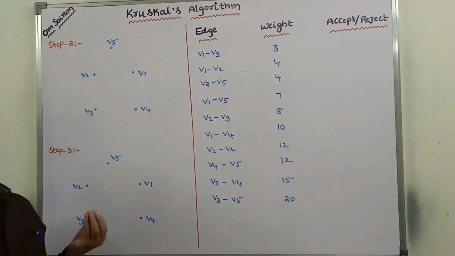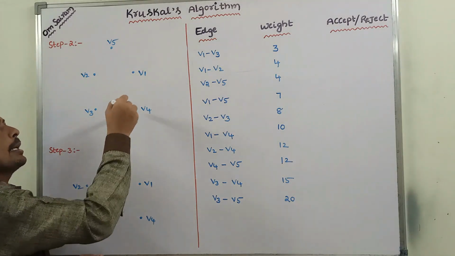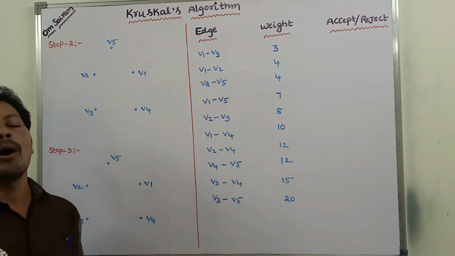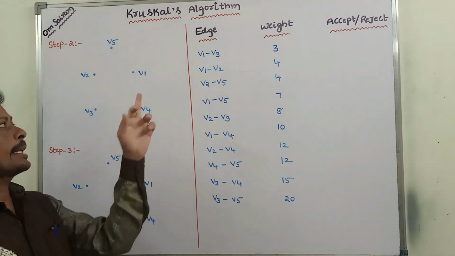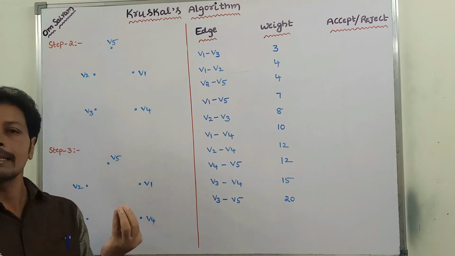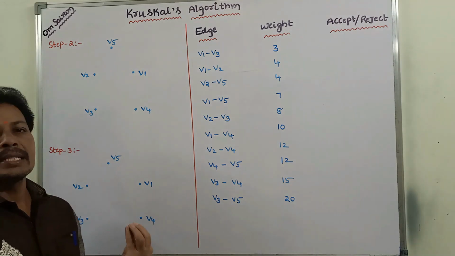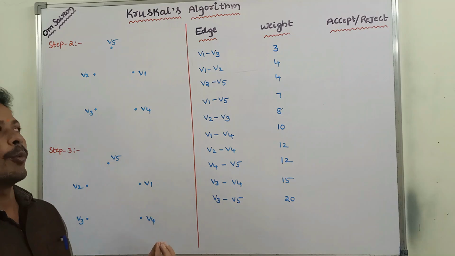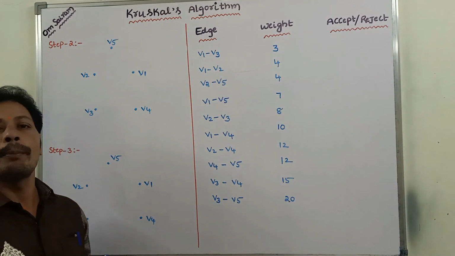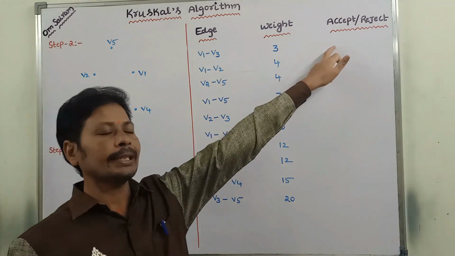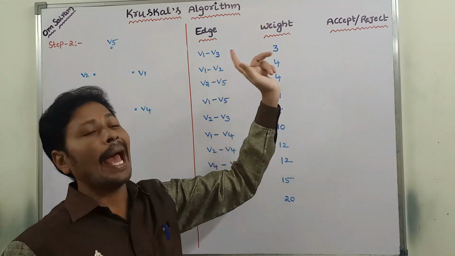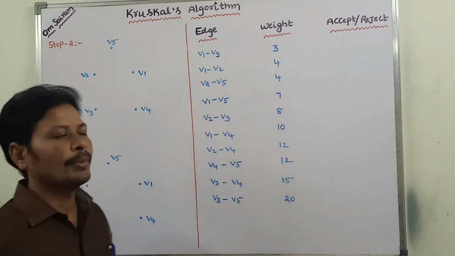In step 2, initially the spanning tree is empty like this. Now we have to take the minimum cost edge that can be added to the empty spanning tree without forming a cycle. If no cycle is formed, we accept the edge. If a cycle is formed, then we reject that edge. Here we have to mention whether the edge is accepted or rejected.